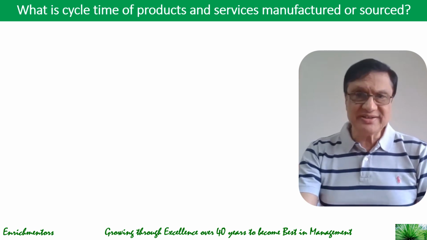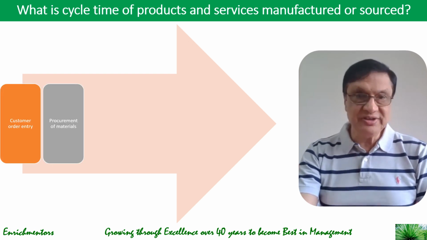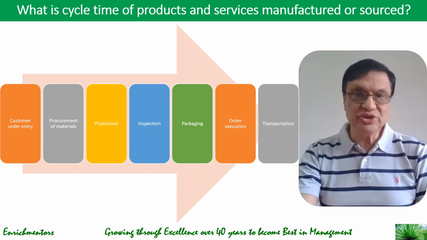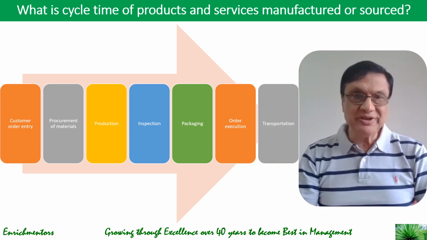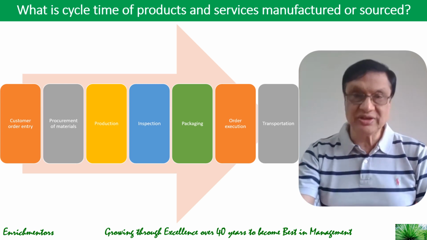It includes various stages such as order entry time, procurement of materials time, production time, inspection, packaging, order execution, and transportation and delivery. So that is what the operations and supply chain cycle time includes, right? Right from customer entry to the customer product and service delivery through the transportation is the time taken. That is what a cycle time is.